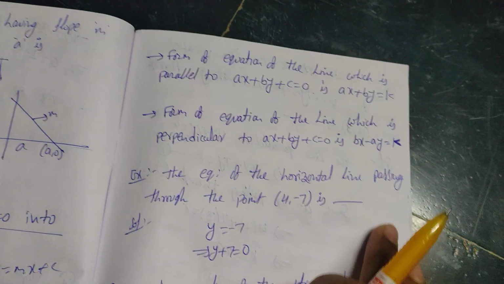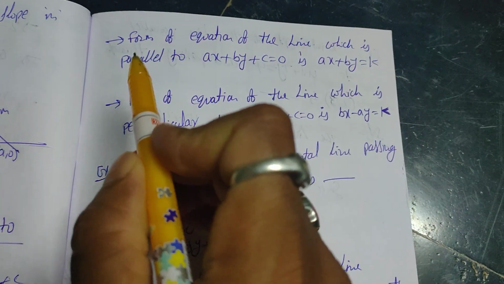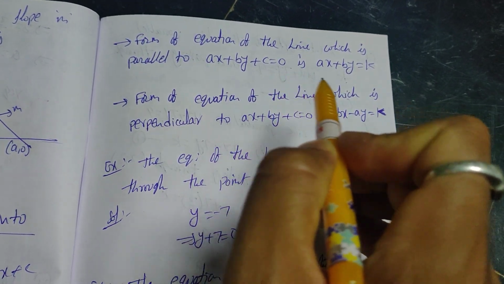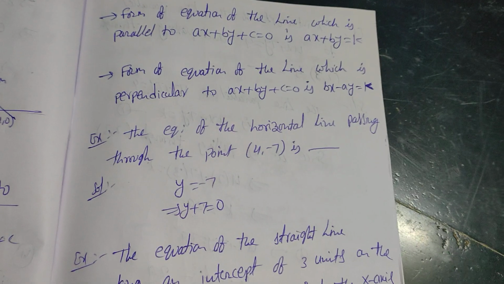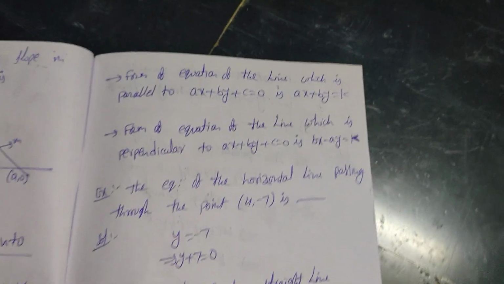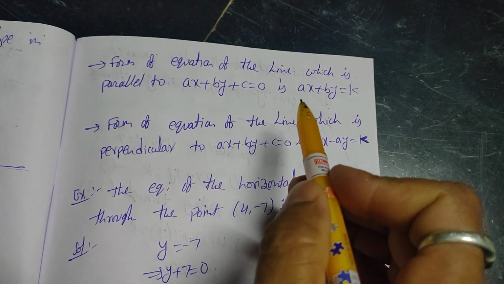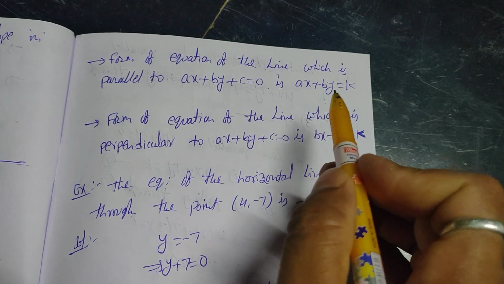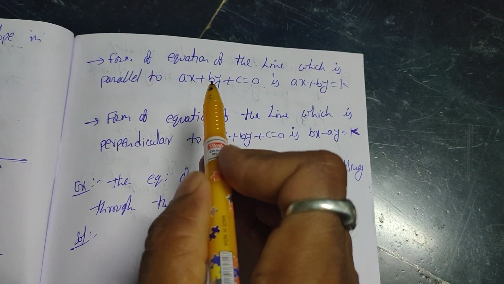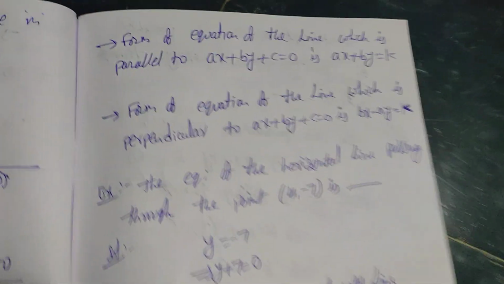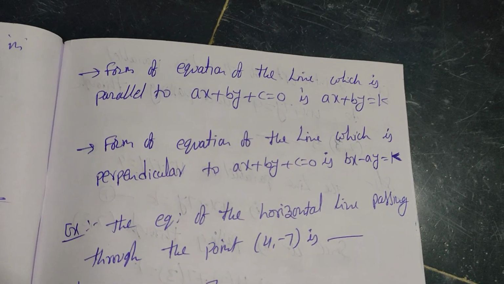Okay, so just you recall them. Now next one is form of equation of the line which is parallel to ax plus by plus c is equal to 0 is ax plus by is equal to k. Very, very important. Here two parallel lines' difference is only the constants, remaining terms are same. That means x term and y term should be same and only the difference is constants. So the parallel equation of ax plus by plus c is equal to 0 is nothing but ax plus by is equal to k.